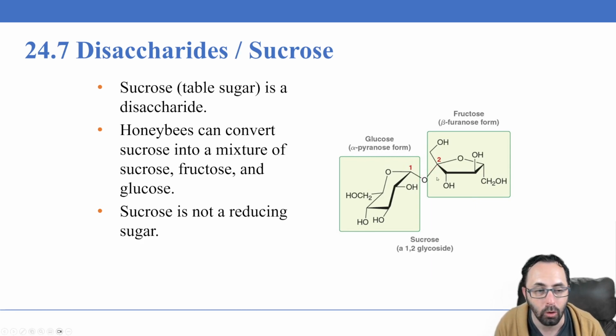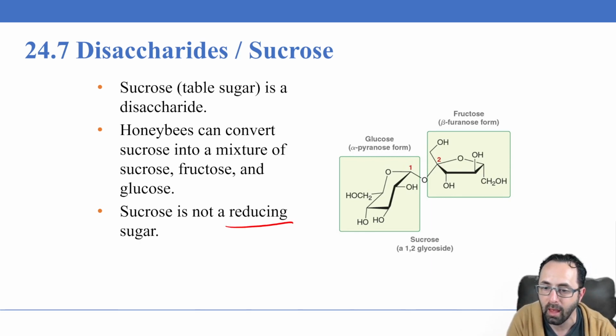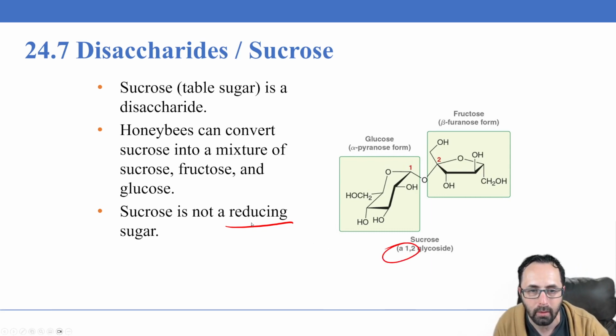So the rings cannot open up into a straight chain form, and for that reason, sucrose is not a reducing sugar. Its aldehyde groups or ketone groups here cannot be exposed in order to undergo an oxidation, and so sucrose is not a reducing sugar due to the presence of its alpha 1,2 glycosidic linkage rather than an alpha 1,4. And honeybees can convert sucrose into a mixture of fructose and glucose. They can basically break this alpha 1,2 glycosidic linkage as well.